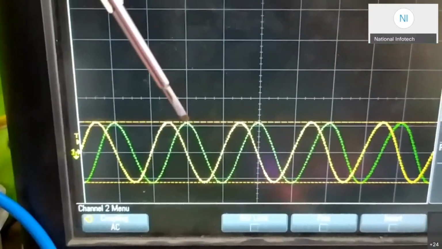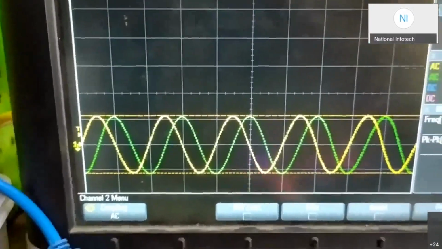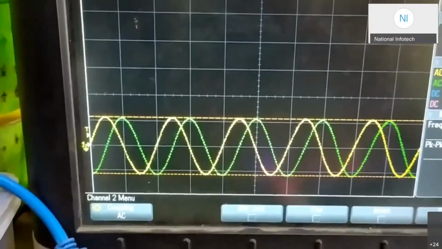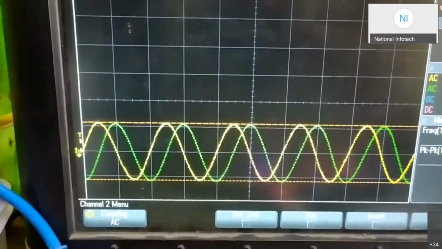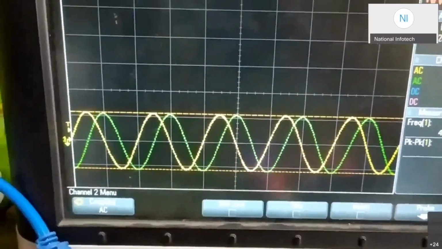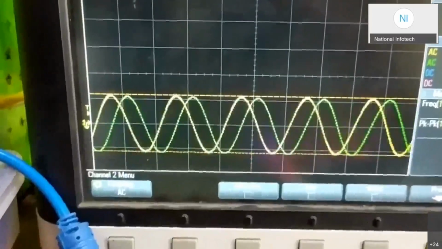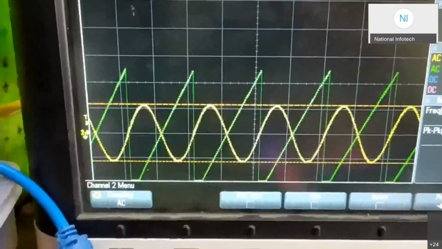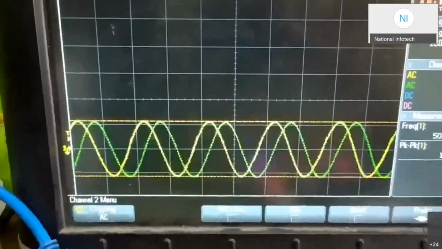This green one is V beta. So here we are saying that it is exactly 90 degrees behind the alpha axis, the V alpha, and V beta we are observing. Now let me run it again. It is running. If I press the key, you see, the second channel V beta is converted to theta. So first we will observe this.